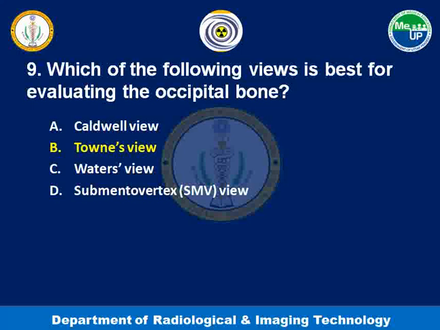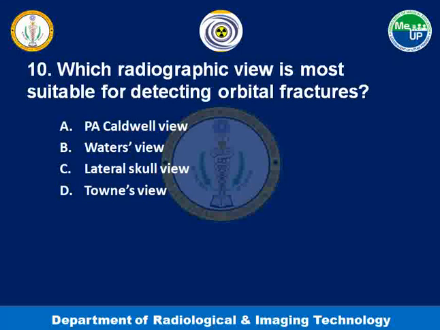Question number 10. Which radiographic view is most suitable for detecting orbital fractures? Option A is Parr-Caldwell view. Option B is Waters view. Option C is lateral skull view. Option D is Towne's view. The correct answer of this question is option B, Waters view.